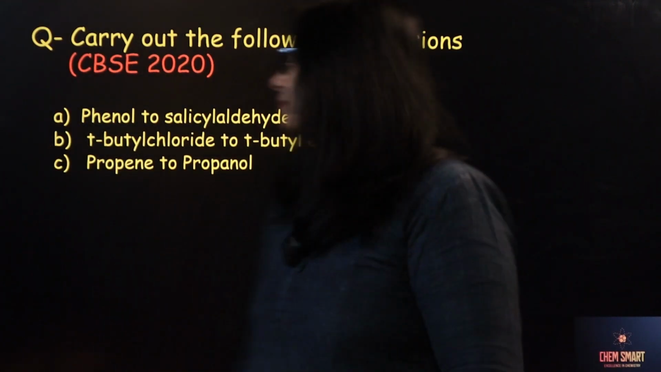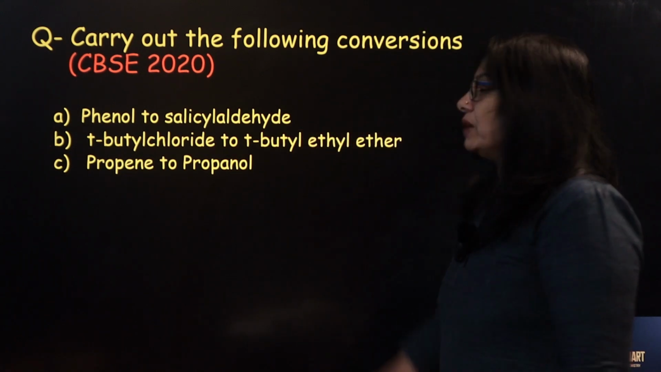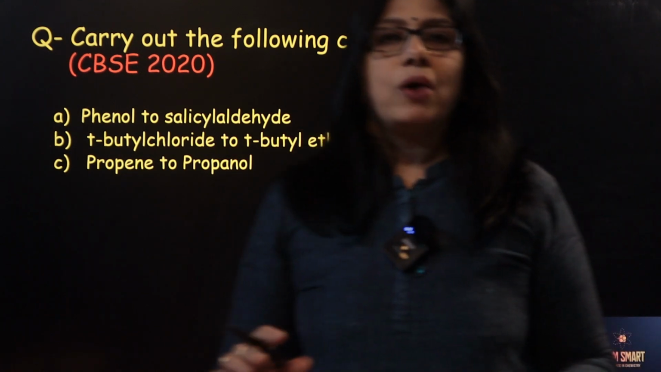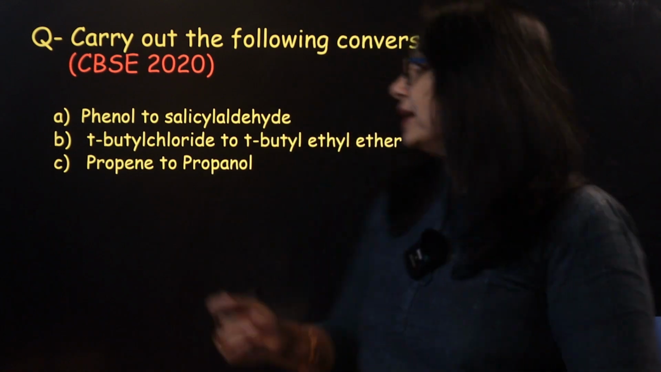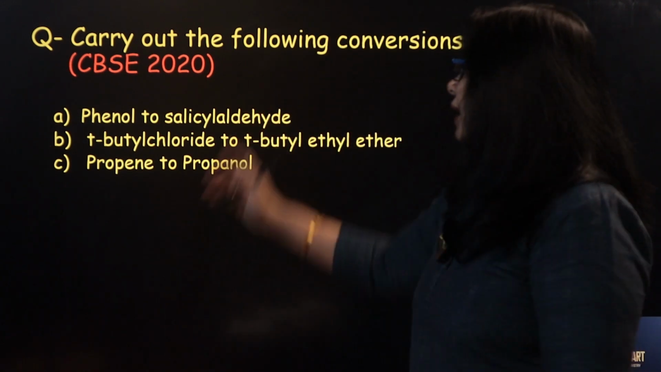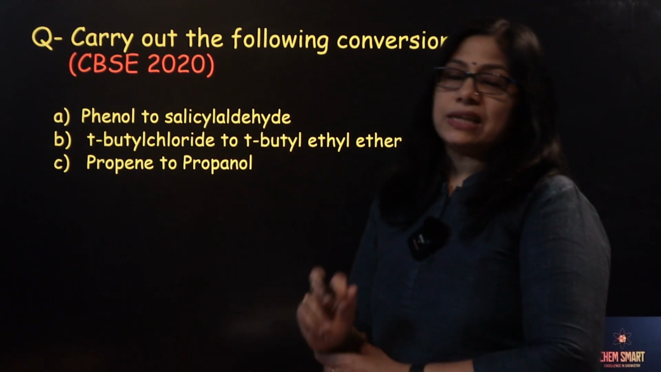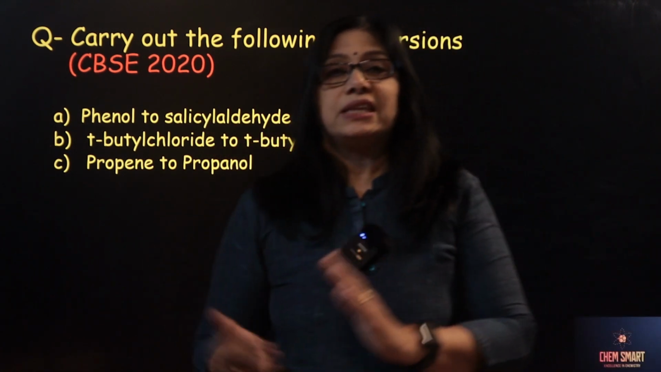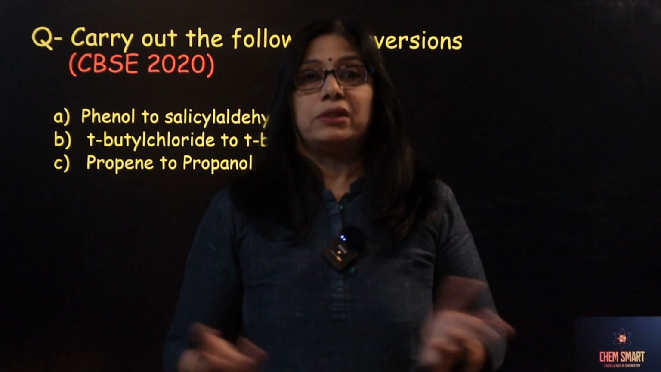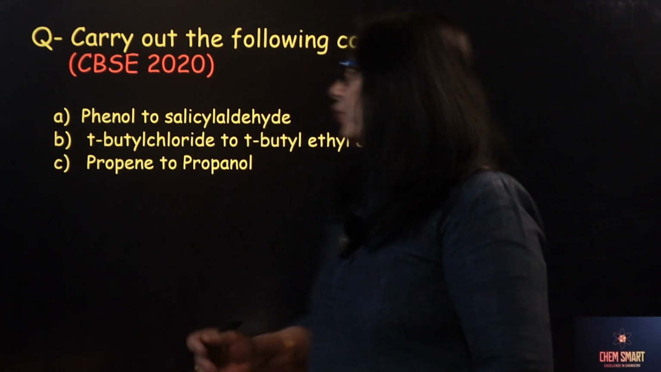Number 1. Carry out the following conversions. Each one is 1 mark and they were asked in 2020, as you can see. Phenol to salicylaldehyde. Phenol to salicylaldehyde is nothing but the Reimer-Tiemann reaction, isn't it? So you know how to present it. We have done it in the last session also.